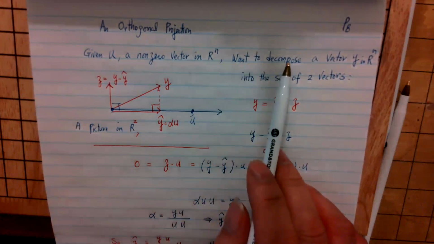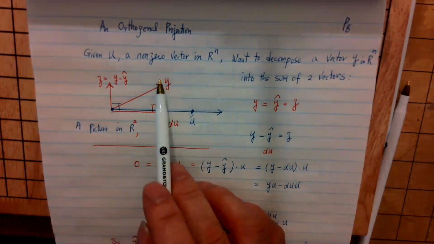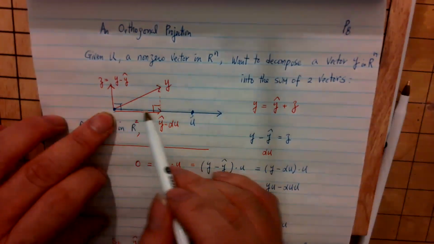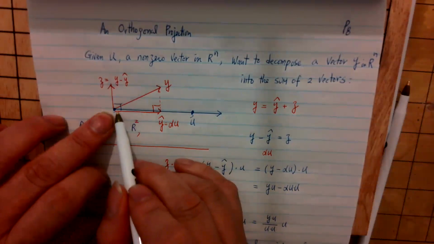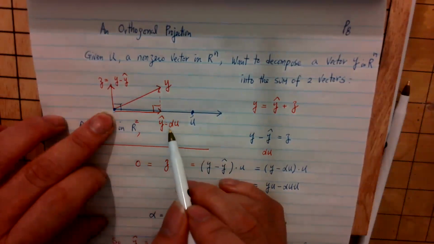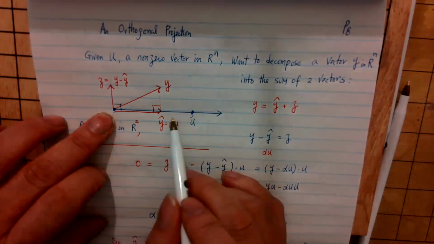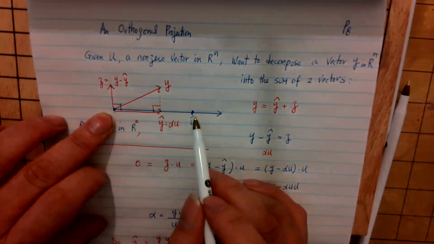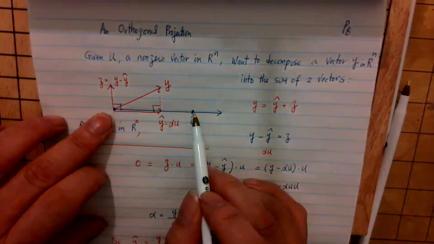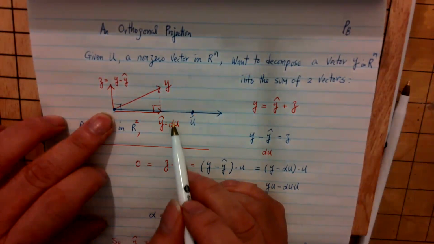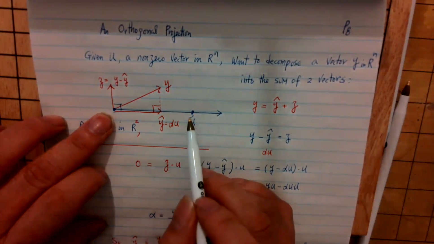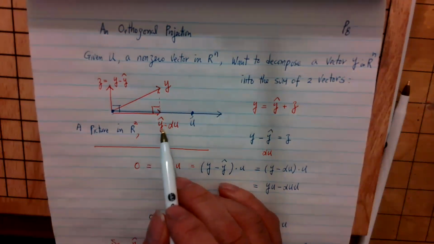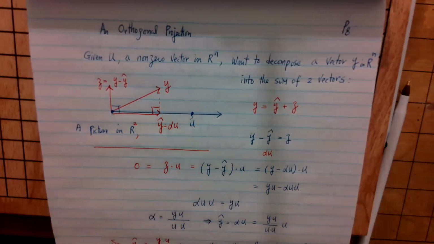And we want to decompose Y, this one, into the sum of two vectors, okay? One in here, one in here. But this Y hat is what? Alpha times U, okay? In U direction, times a scalar. Y hat and U have the same direction. So the only difference between Y hat and U is that they have different lengths, but the same direction.